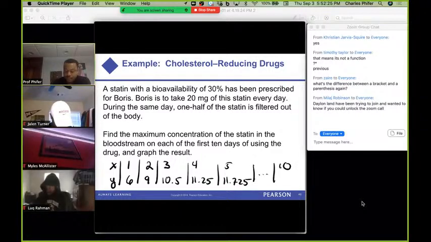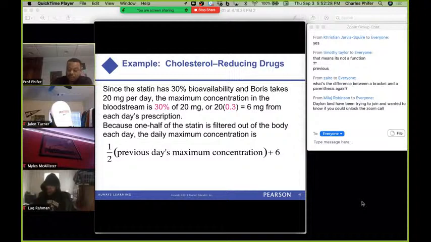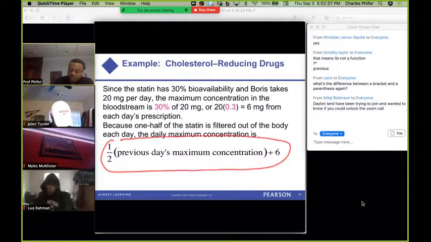We got it. We actually have it here. The only reason I knew this is because I worked it earlier, so I can walk you guys through it. The formula that's going on any given day is going to be the previous day's maximum concentration.